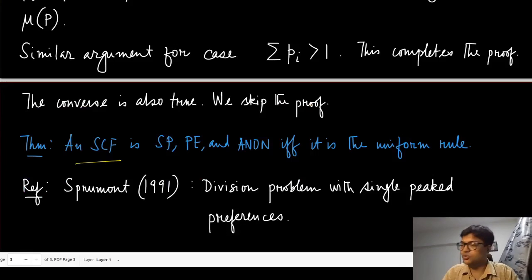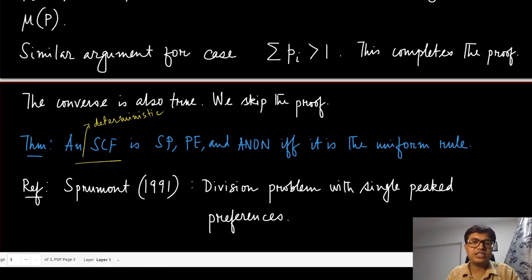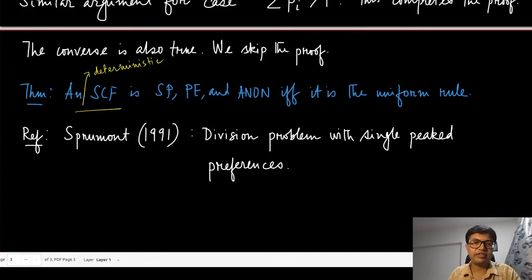The converse is also essentially true for any deterministic social choice function. It should be more formally written as deterministic, because we do not know about the randomized mechanisms. Any deterministic social choice function that is strategy proof, Pareto efficient, and anonymous, if and only if it is a uniform rule. So that is a result due to Sprumont. The proof is even more involved, so we are not going into it. If you are interested, you can take a look at this reference. This is the original paper by Sprumont, a division problem with single peaked preferences.